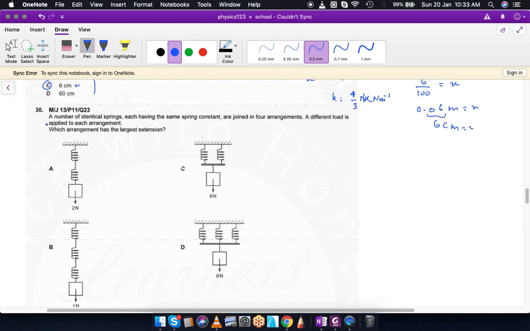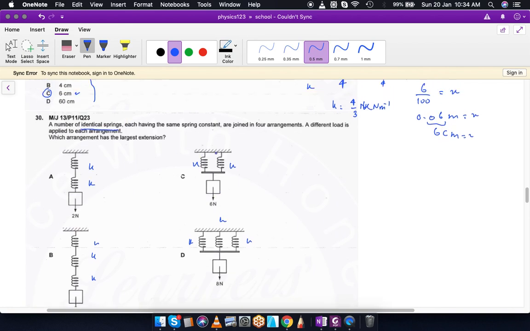Alright, so a number of identical springs. If it's written identical springs, it means all of them have the same stiffness. A spring is known for its stiffness, and all of them have the same stiffness. They are joined in 4 arrangements, and a different load is applied to each arrangement. Which arrangement has the largest extension? So he's looking for the largest extension in these arrangements. Alright, we could do that.